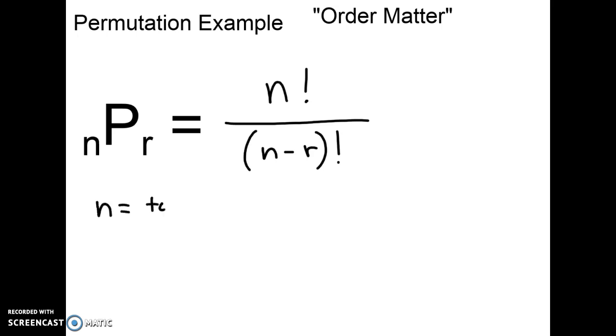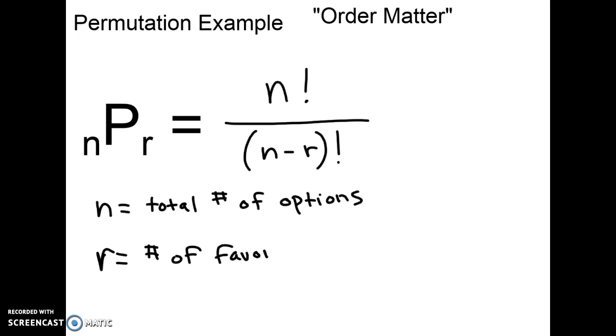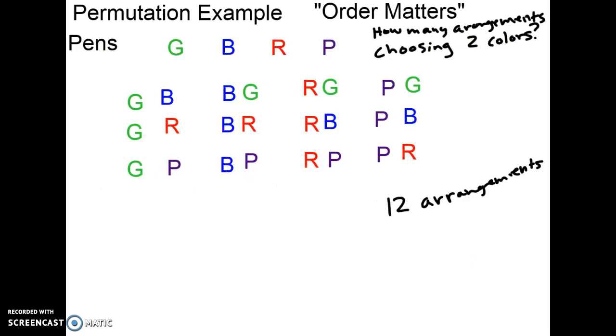N is going to stand for the total number of options in any given situation or arrangements, and R is the number of favorable options. So when we say favorable, let's go back. We're going to use this here for our 2 examples that we just did. Okay, so remember, we have nPr equals n factorial over n minus r factorial.